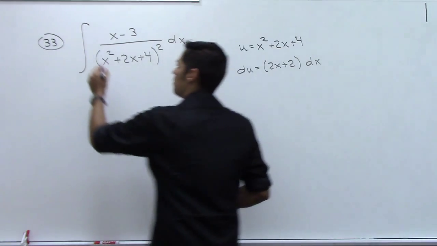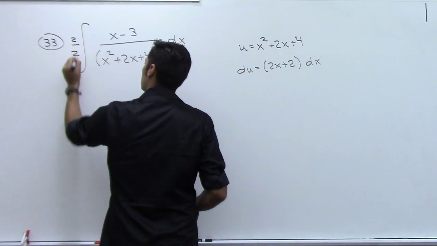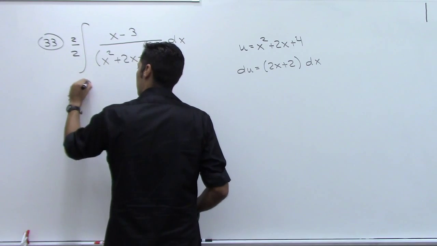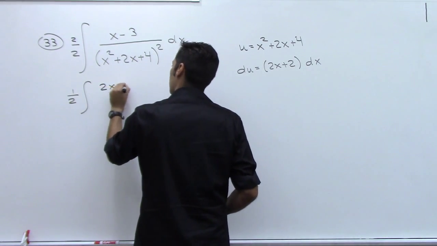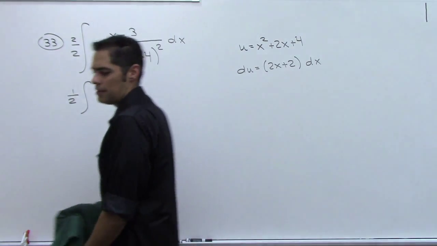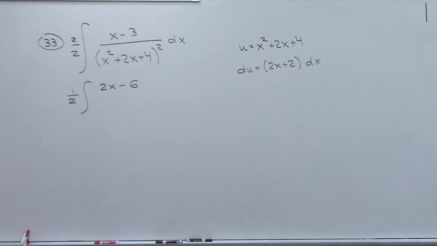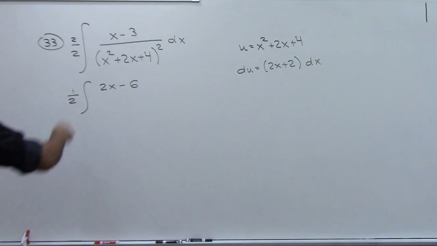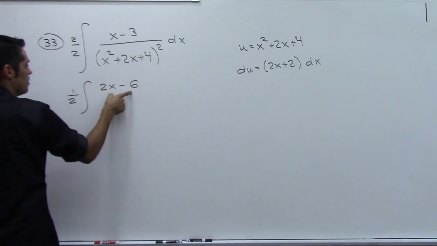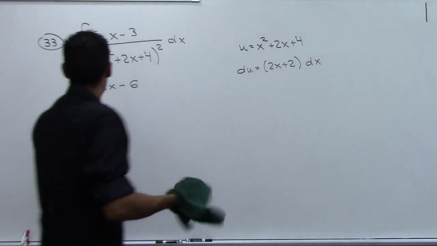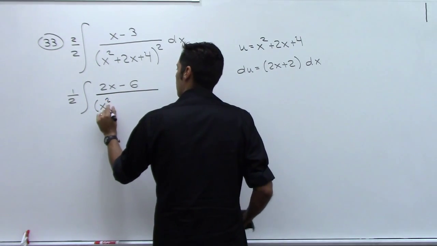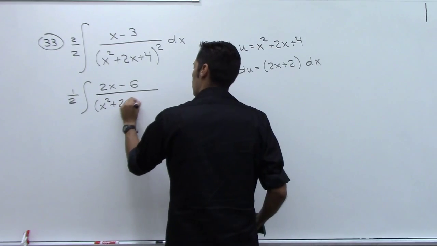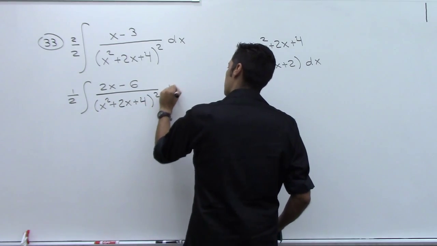So what I do is I multiply the top and bottom by 2, which leaves me with a 1/2 out here. The 2 goes through. I get 2x minus 6. The 2 has to distribute to both terms, 2x minus 6. And then over the x squared plus 2x plus 4 squared dx.